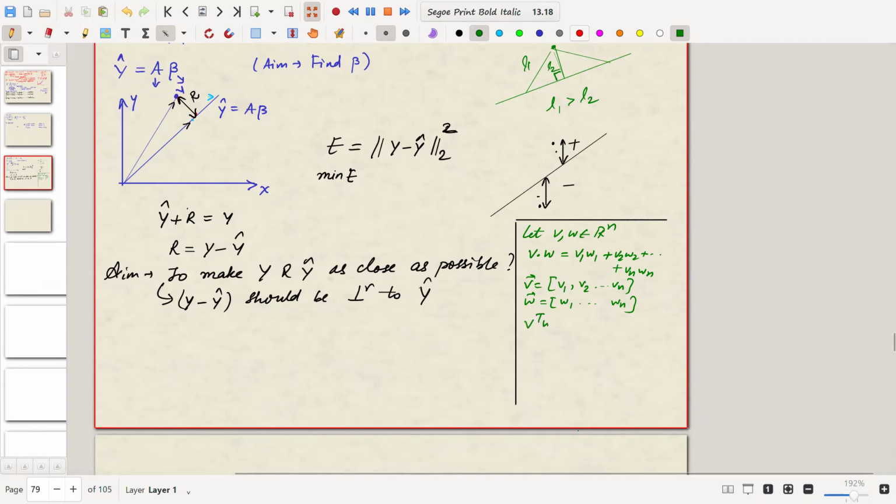Now, what is V transpose times W? This is matrix multiplication. V transpose is V1 up to Vn, and W is W1 up to Wn, which is n rows, one column. Matrix multiplication is possible. So what should I get here? I need a 1 cross 1. For 1 cross 1, what should I do?